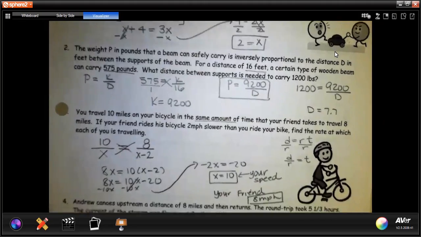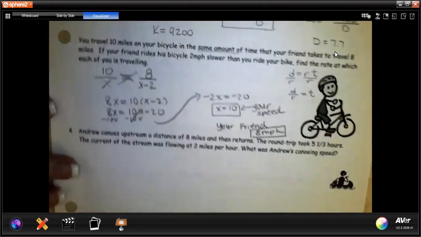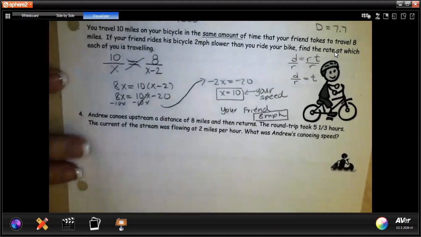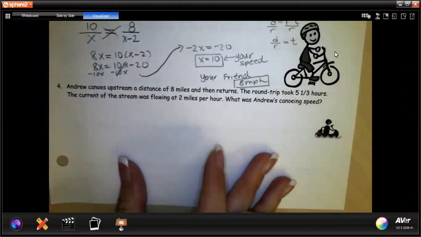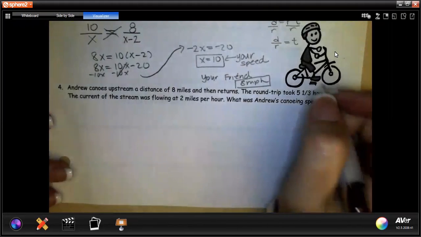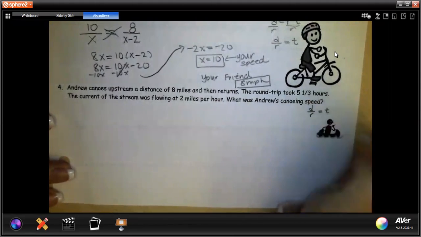All right, we are going to move to the hardest type of rational problems here. That's our current or air type problems. We are going to use that same equation we were just dealing with. So I'm going to go ahead and write it over here. D over R equals T.